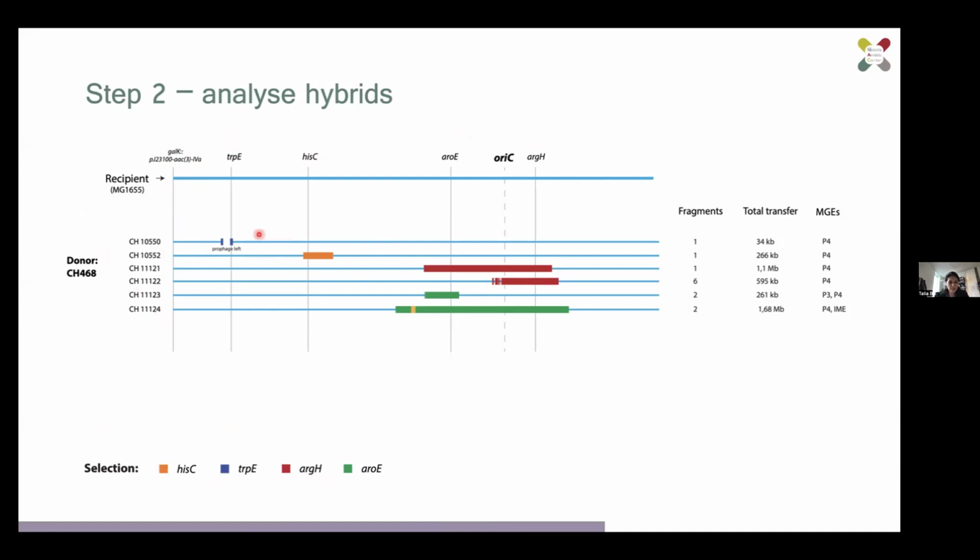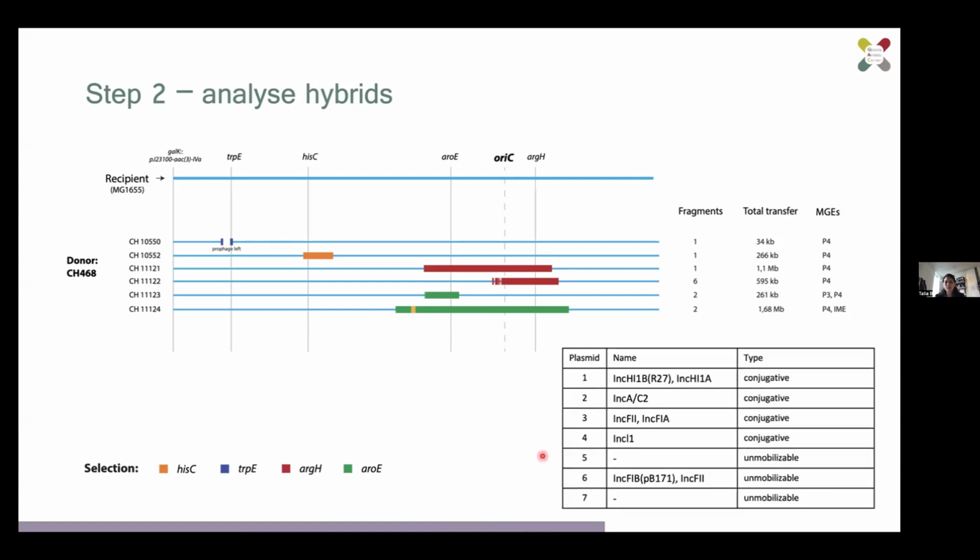So we just look at the size of the fragment, where the fragment sits in the chromosome, how many fragments we got. Sometimes we get one, sometimes we get more. Total amount of DNA transferred. Did anything else come in with this DNA? So here, for example, we have plasmid number 4 from this donor also coming into the hybrid.